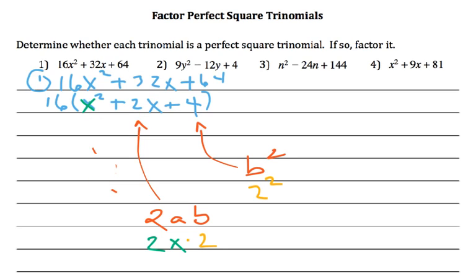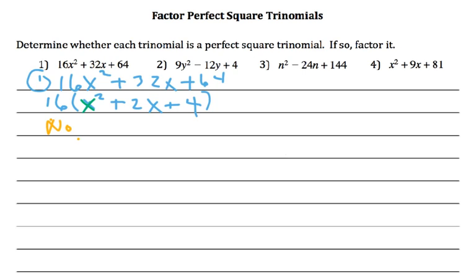Now, technically, we still factored it, and we probably would want to err on the side of caution. So let's put no, not a perfect square trinomial. It's harder for me to do handwriting down here. Make sure yours is neater than mine.